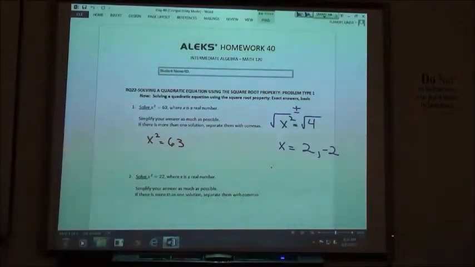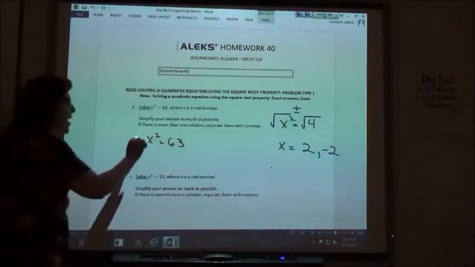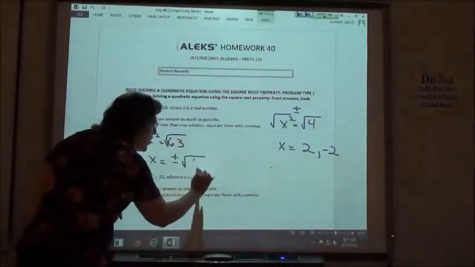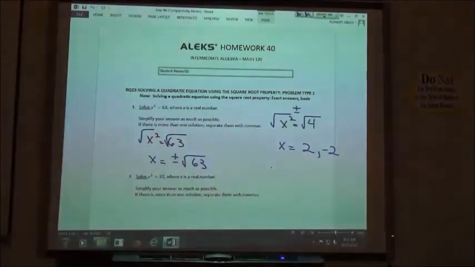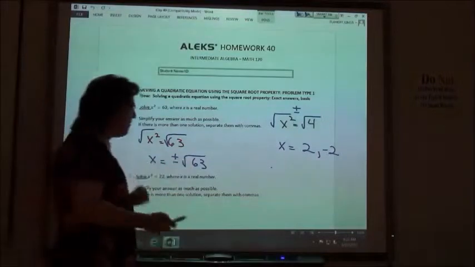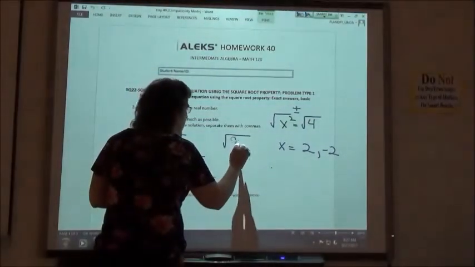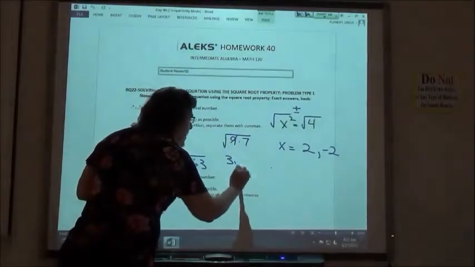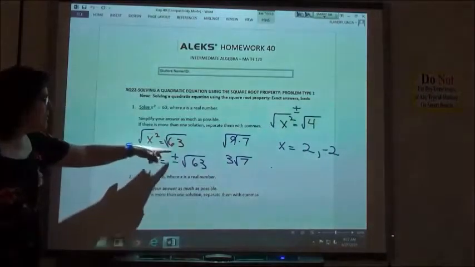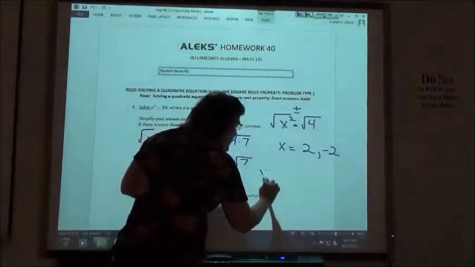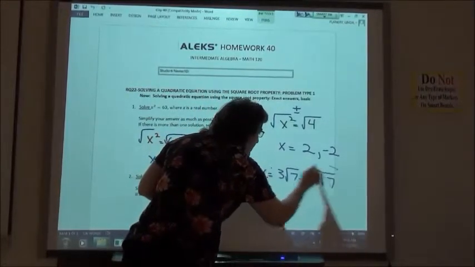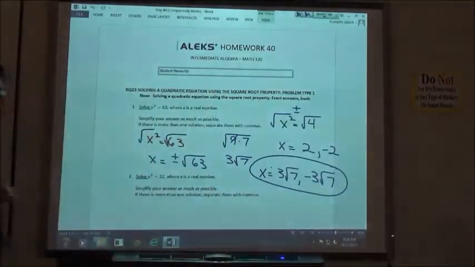So if I'm going to solve this one and they want me to do x squared equals 63, I'm going to take the square root of both sides. So x is going to equal plus or minus the square root of 63. Now I have a radical expression, and so when I simplify that, I want to factor it because I have a factor that's a perfect square. 63 would be 9 times 7. The square root of 9 is 3, so I'm going to get 3 square root of 7, but because it's plus or minus, x is going to equal 3 square root of 7 or negative 3 square root of 7. And both of those are going to go in for my answer then.